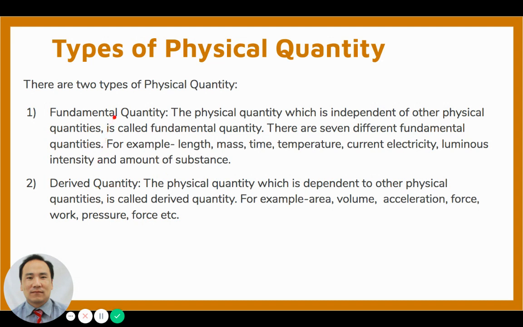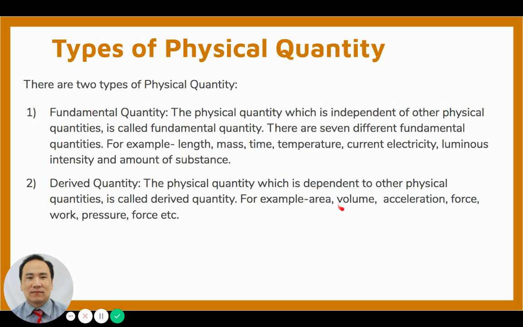Derived quantity is just the opposite of fundamental quantity, the physical quantity which is dependent on other physical quantities. So one is independent, the other is dependent. Example, area. Can you measure area directly? No. The formula of area is length into breadth. If you want to find the area of any certain place, you have to measure length separately, breadth separately, and after multiplying them, you get the area. So area we cannot measure directly. That is why area is a derived quantity.